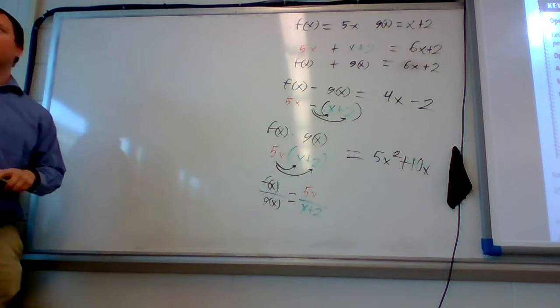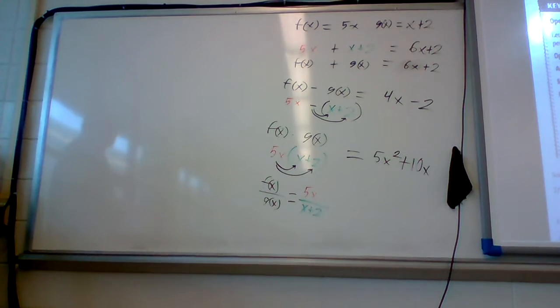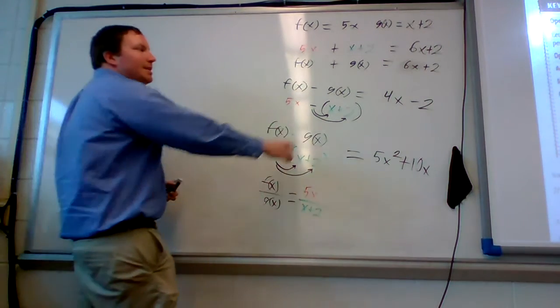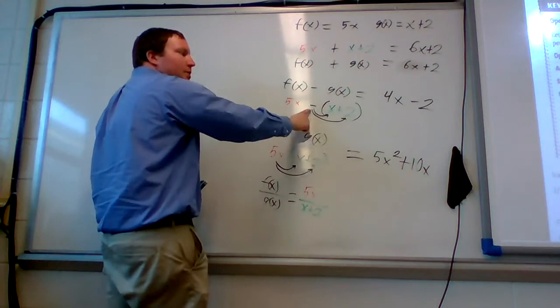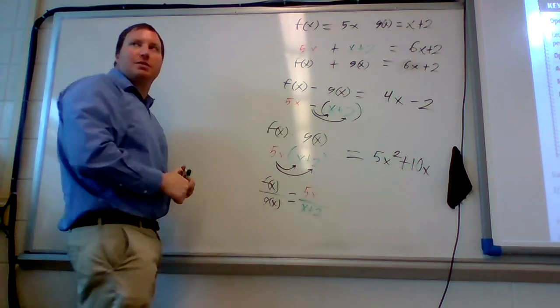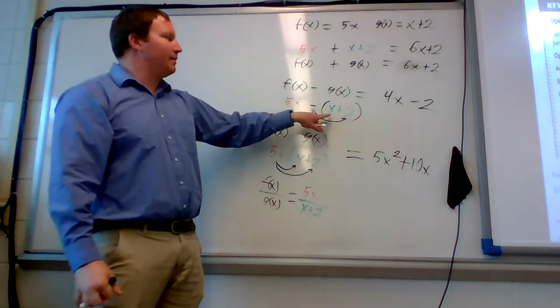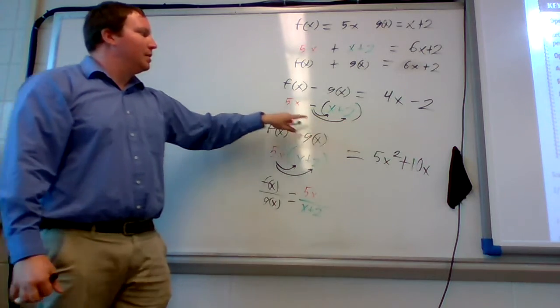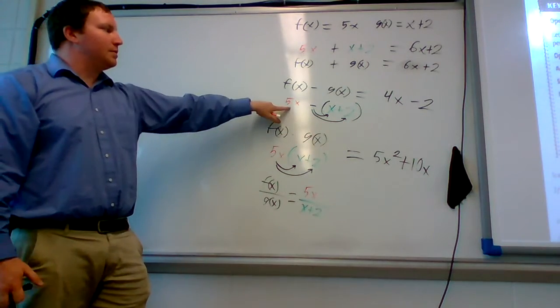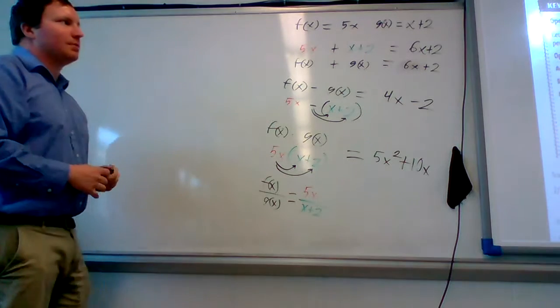Right? Yes? In the subtraction one, how did it go to negative 2? Because we're subtracting the entirety of g of x, so we have to distribute that negative to both pieces of it. So that's going to give us a negative x and a negative 2. And the x's work out to positive because it's 5x minus x gives us a positive 4x.